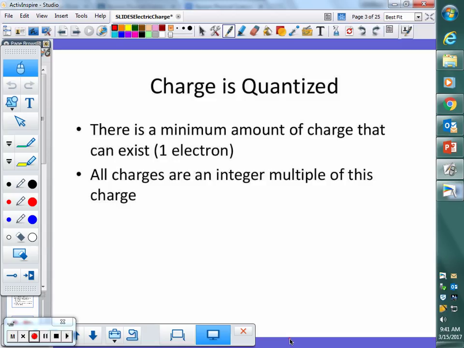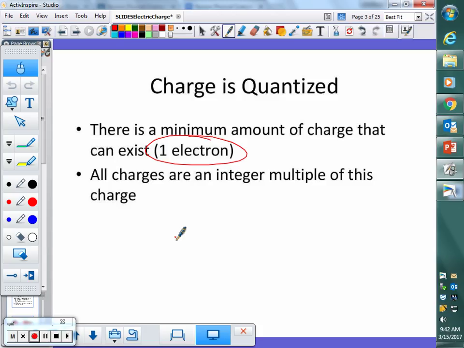So, charge, we say, is quantized. And quantization is a word that we were introduced to before, whether you remember it or not. But it's the idea that there are definite values, definite limits to what can exist. So, charge is quantized. There is a minimum amount of charge that can exist. And that minimum amount of charge is the charge of one electron. All right? An electron is a piece of matter. And that means that we can't have less than an electron.